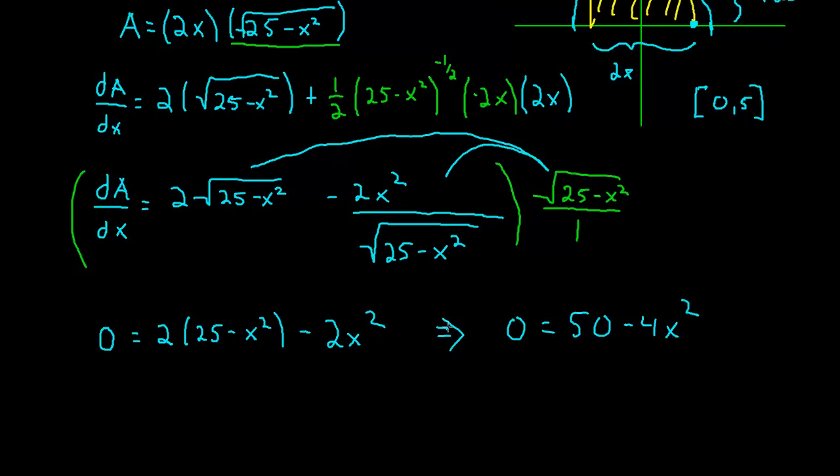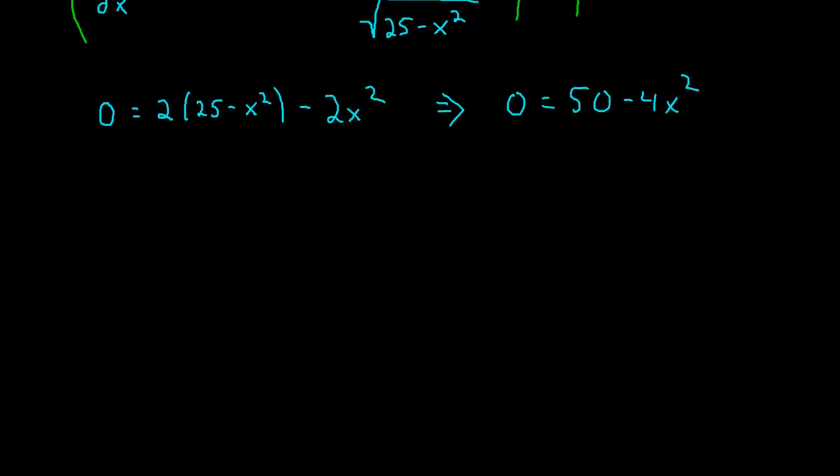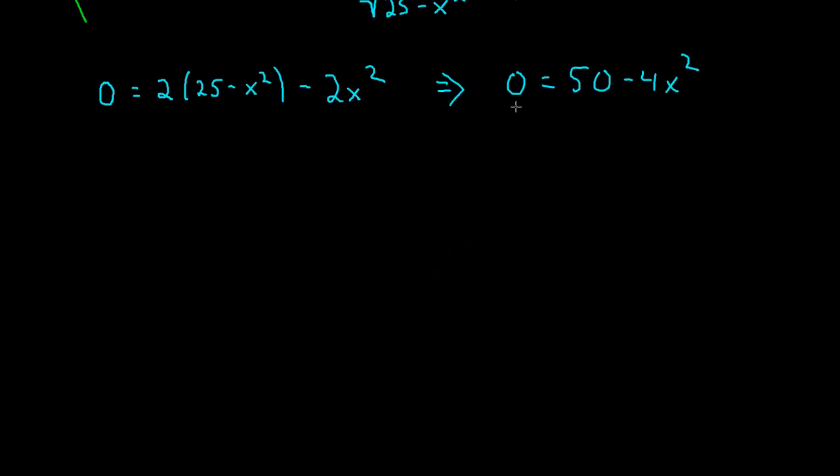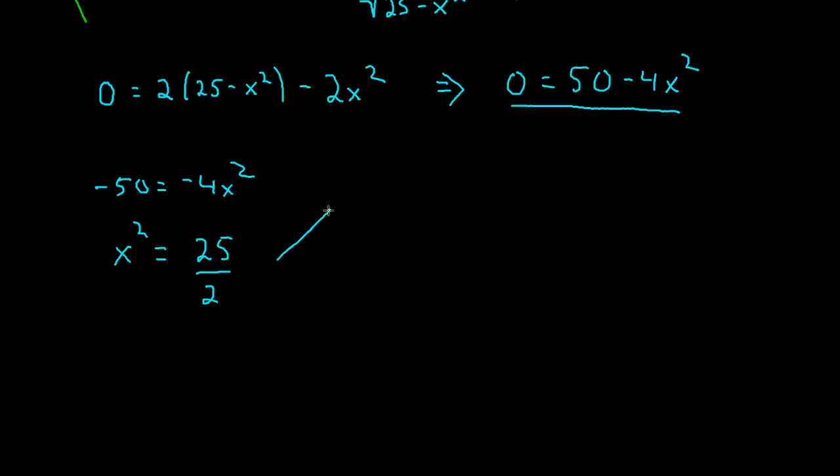Let me get myself just a little bit more room here. Now I want to solve this, and I get negative 50 equals negative 4x squared. Divide both sides by negative 4, and I get x squared equals 25 over 2. Taking the square root of both sides, I get x equals 5 over root 2.